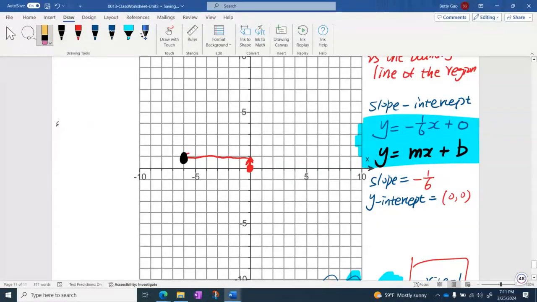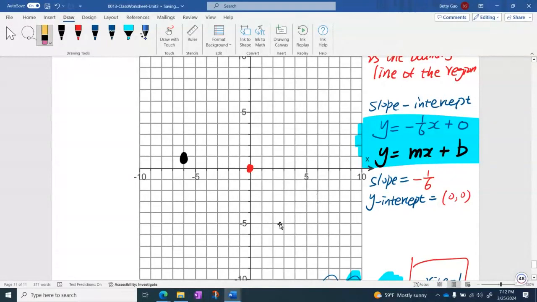Okay? From the origin, we go up 1 unit and go to the left 6 units. We use rise and run to locate the second point. Now we have 2 points, and we are going to connect the 2 points to draw the boundary.